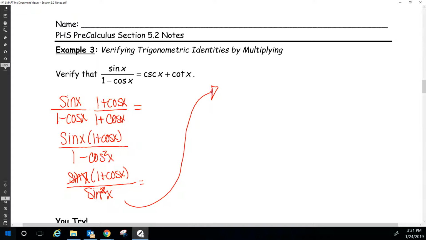I promise I'm going to try to give you more vertical room so you can give me a nice, good vertical proof tomorrow and on your test. All right, so here's where we're at right now.